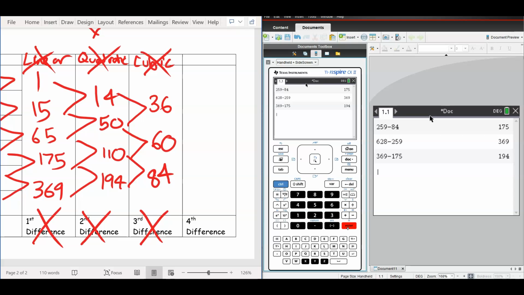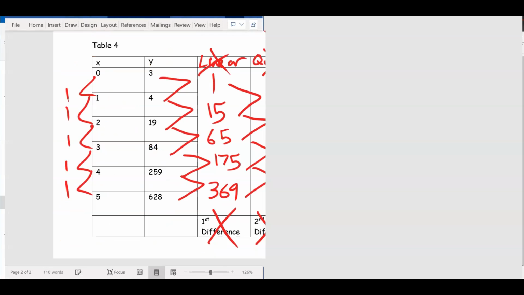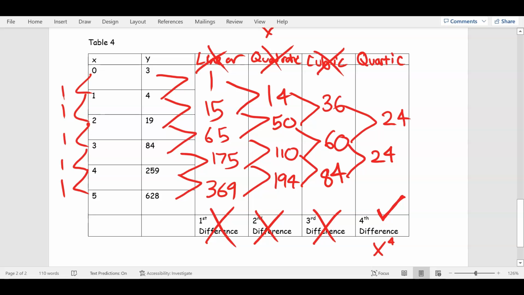So let's try the last part. All right, so 60 minus 36 is 24. 84 minus 60 is 24. The fourth difference works. And what do we call x to the fourth? How many of those coins, 4 coins go into $1, is a quarter, right? So quartic when we're at the fourth difference, which is x to the fourth power. Okay?